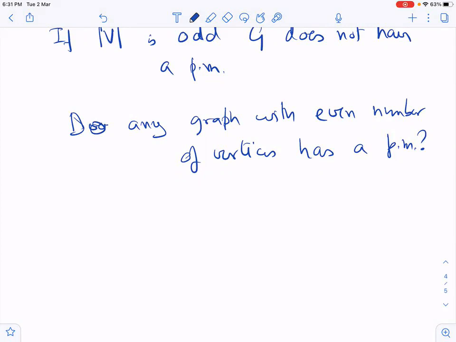Sir, do we have to choose from the existing edges, or can we assume? You have to choose from the existing edges only. You have to choose only from the existing edges. I mean, edges that are there in the graph.